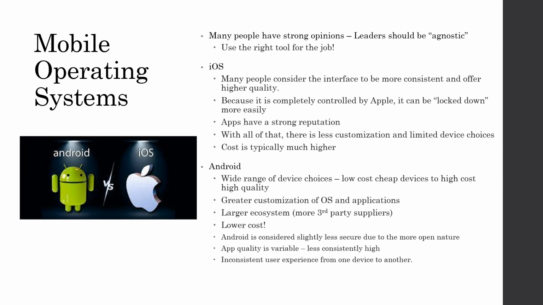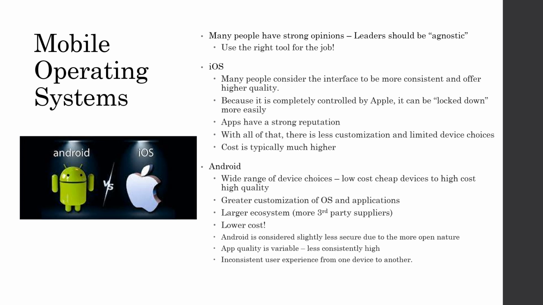Because Apple is completely in control of iOS, they kind of have it locked down. They have a much better control over that. And because of that, they can have better security. And a lot of people think Apple is a more secure environment. Now, they're both vulnerable, but a lot of people think Apple is a more secure environment. The apps on the Apple iOS system have a stronger reputation for being easy to use and having quality.